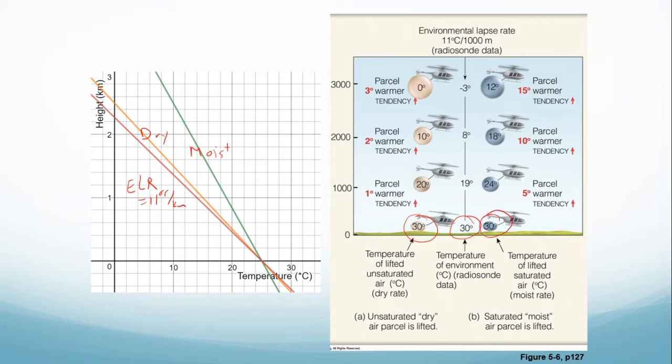Likewise, with a moist parcel, if you lift it up higher, temperature drops from 30 to 24 to 18 to 12. In either case, your parcel is warmer than the environment, which is at -3, makes it more buoyant, allows the parcel to continue to lift upwards.